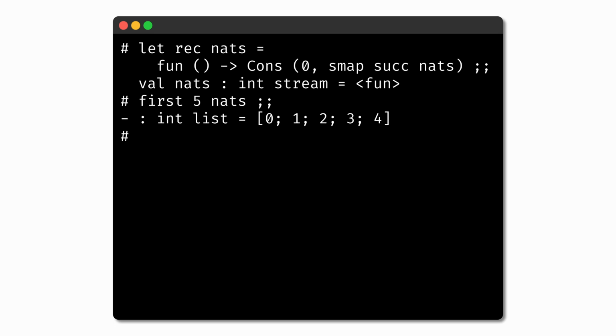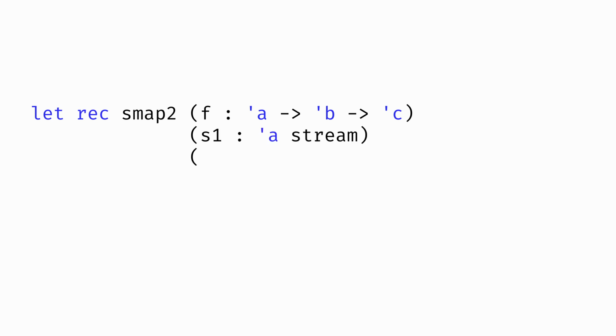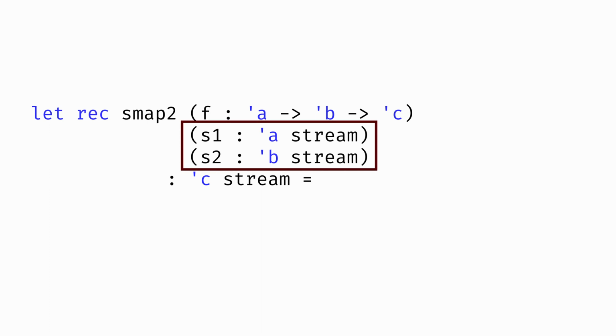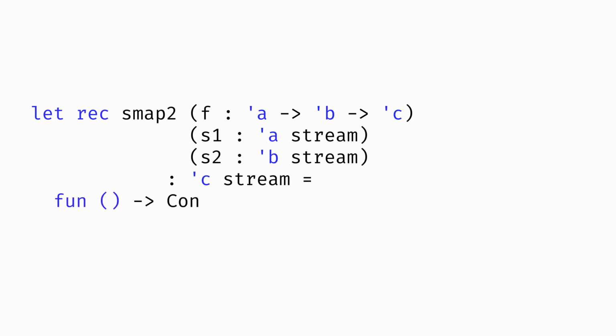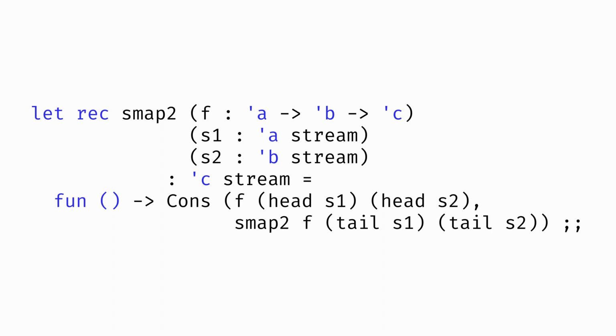The possibilities get even more interesting when we can combine multiple streams into a single new stream. For example, we could define a function smap2. Smap2 will be very similar to smap, but instead of applying a function to each element of one stream to get the elements of a new stream, we'll instead apply a function to each element of 2 different streams, combining those elements to get the elements of a new stream. So the output is a stream that, when applied, will give us the cons of the function f applied to the head of both streams, and then recursively calling smap2 of f on the tails of both streams.